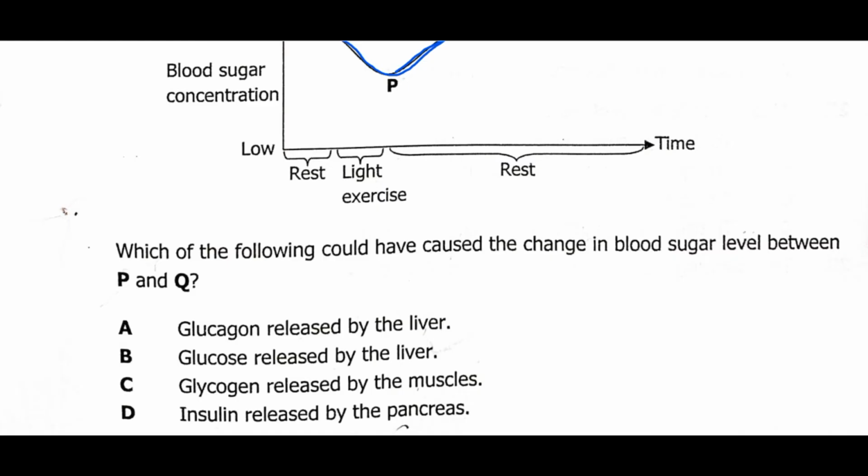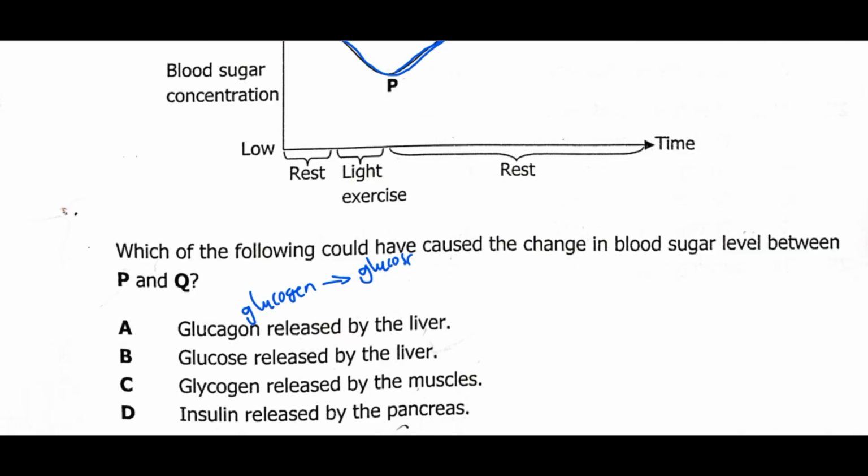A, glucagon released by the liver. So what is the function of glucagon? Converts glycogen back to glucose. Okay, then B, glucose released by the liver. Then C, glycogen released by the muscles. The glycogen converts the glucagon back to glucose. We have glucagon is the hormone, glycogen released by the muscles.